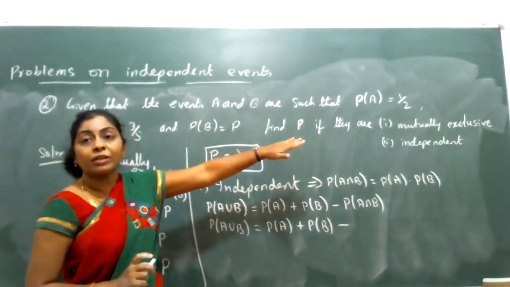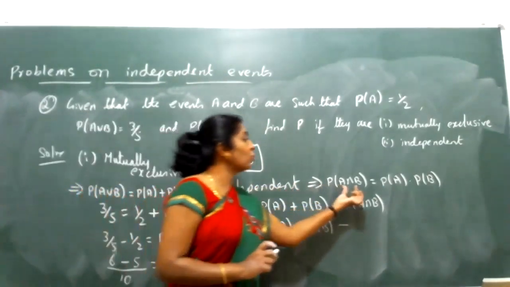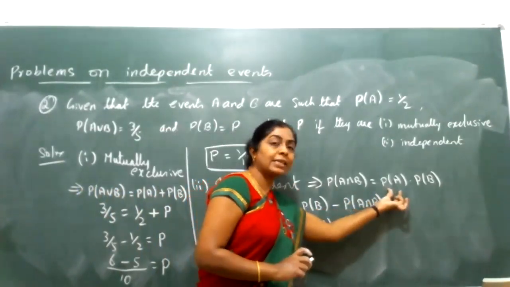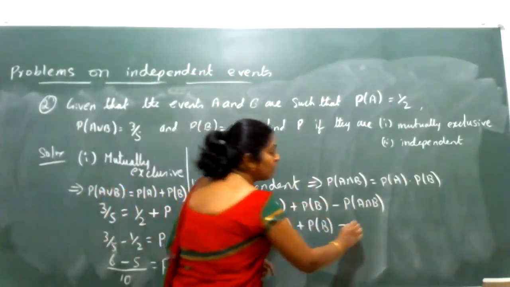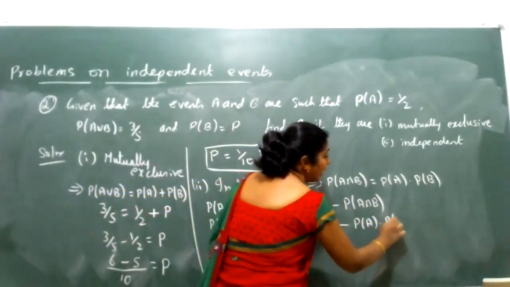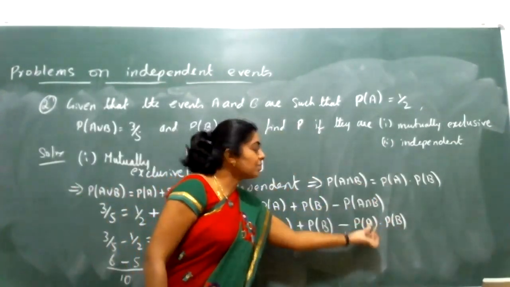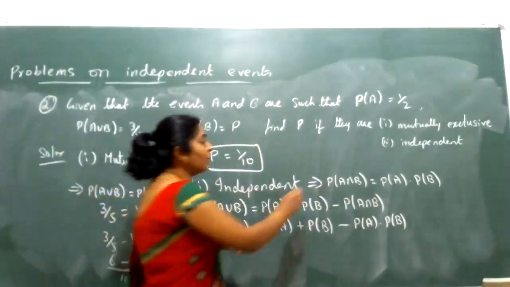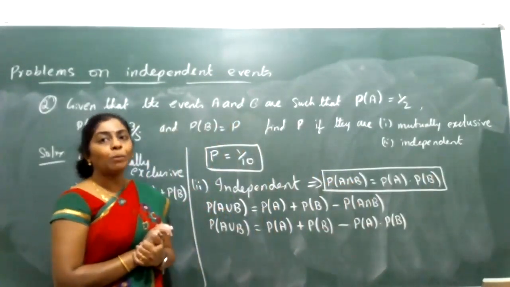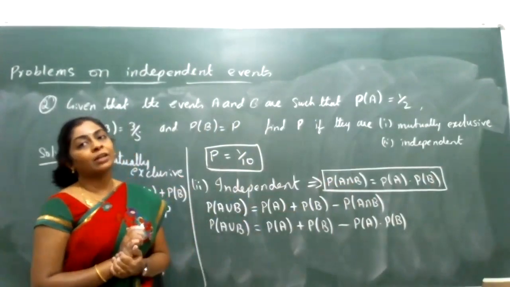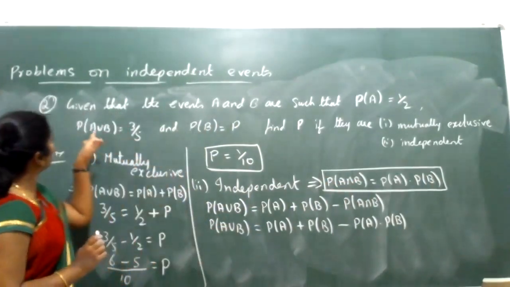The second condition they've asked us to consider is independent events. When I take the condition of independent events, I know that probability of A intersection B is equal to probability of A into probability of B. That I'll use here. So independent events gives probability of A intersection B is equal to probability of A into probability of B. From this, I will try to rearrange the value. From independent events, you know that probability of A intersection B is equal to probability of A into probability of B. Now I'll try to substitute the values. All the values are known. What is probability of A union B?